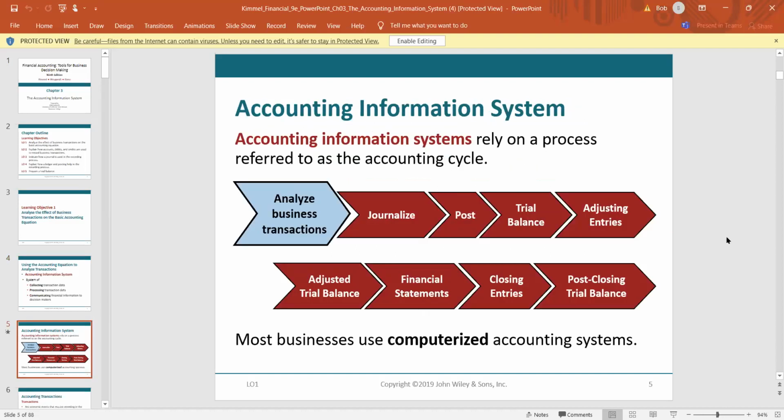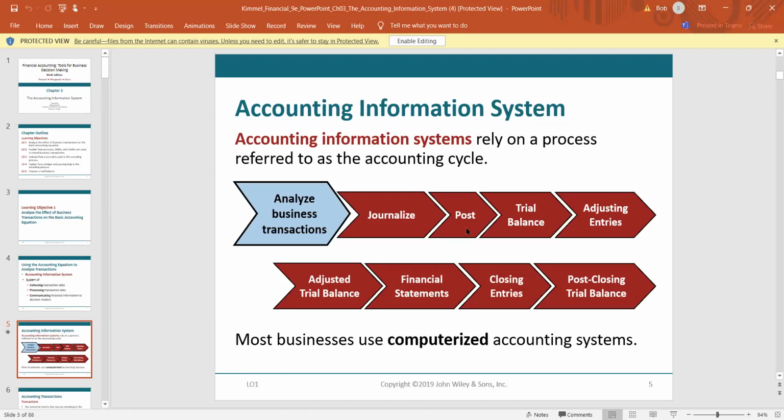Here is our journey in the next 2 chapters. We're going through the accounting information cycle. We are going to analyze business transactions in just a few minutes. You're going to learn how to journalize them and post them. Journalizing is the recording of the transaction into your system. The posting is when you take those journal entries and put them into the general ledger. Posting, there's no turning back.